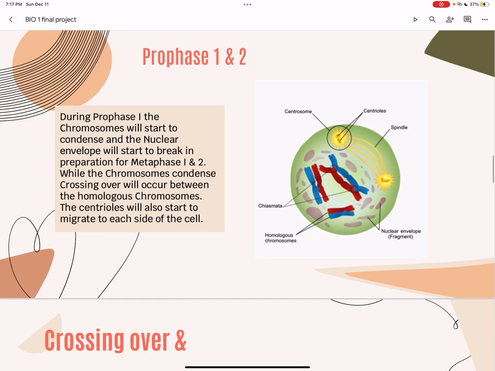As crossing over occurs, the centrioles will start to migrate. All right, so that is prophase 1. Now the difference between prophase 1 and prophase 2 is basically that crossing over does not happen, but the same sequence of events happen.